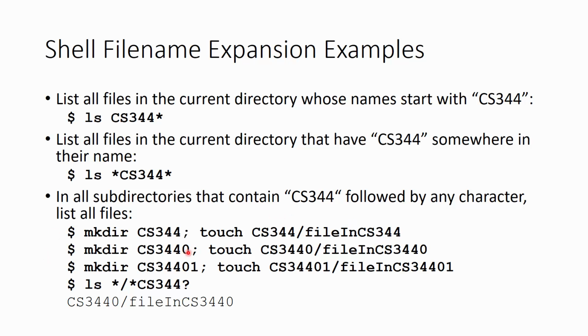Then I'm going to run it again, but this time I'll put a 0 at the end on all of these, and then run the same mkdir and touch commands in sequence, but this time with a 0,1 at the end. Then I'm going to run an ls command that says, all right, look for any subdirectory, give me all the files in any subdirectory that begins with anything but has CS344 in the end and only one character at the end. And the only one that matches that is the file called file in CS3440.